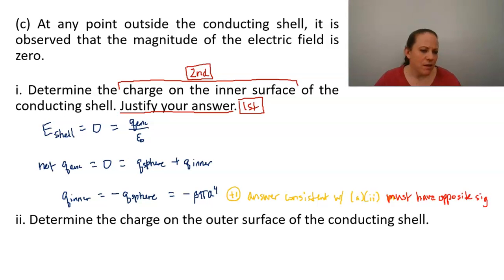Because of course, the positive charge on the sphere is going to attract negative charge to the inner edge of the shell. And our second point here is going to be for the correct justification.